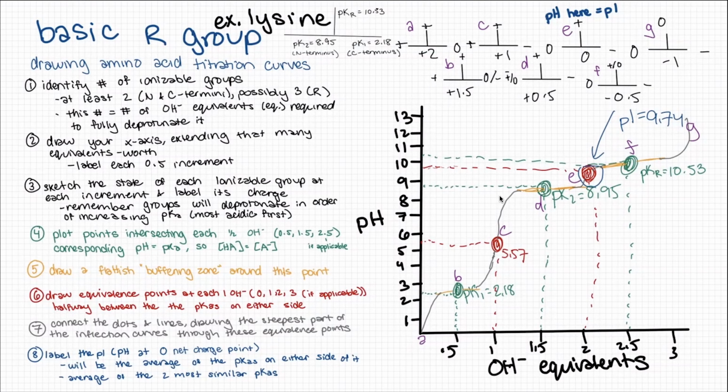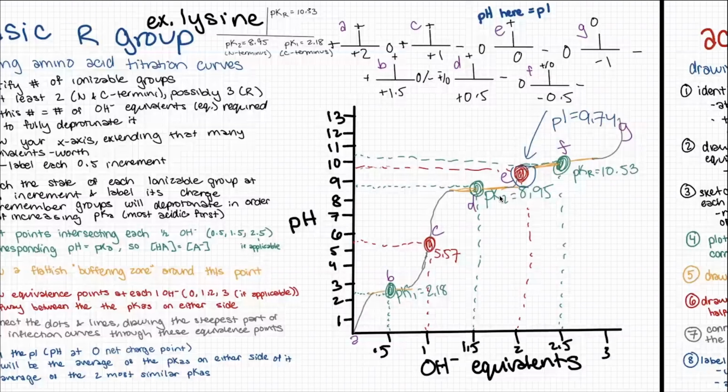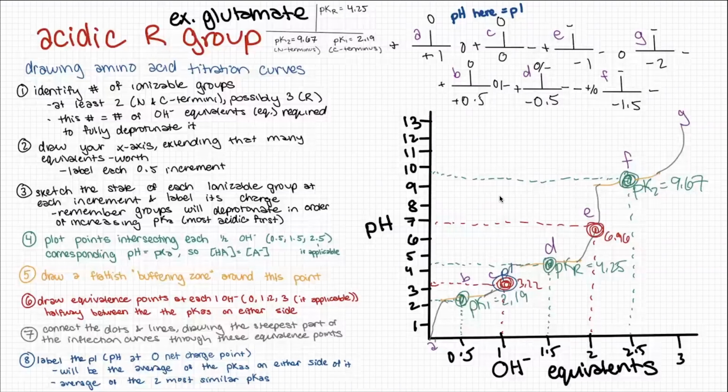Connect all those lines. Identify your pI, which is going to be the pH halfway between the two most similar pKa's. Label that, label all of your points, and you'll get your titration curves for something that has a basic group or something that has an acidic group. In these cases, you're going to get two inflection points, and then you're just going to deplete things at the end. You'll also have 3 buffering zones instead of just the 2 buffering zones that you had for something that was non-ionizable. Hope this helps you understand titration curves and be able to draw them.